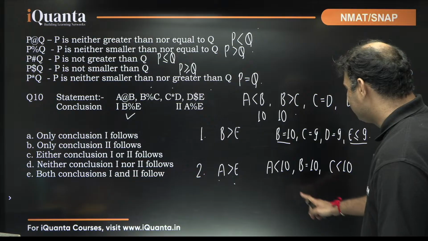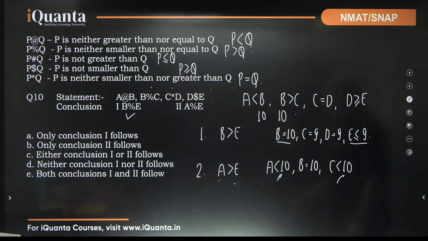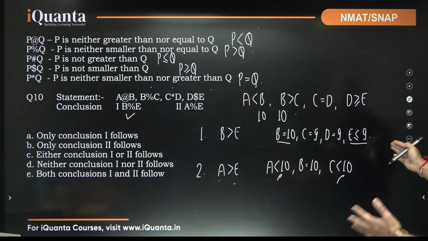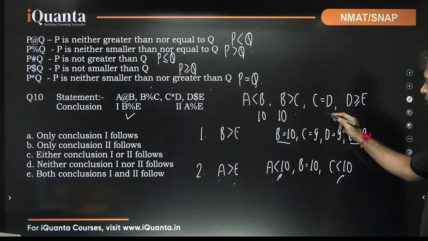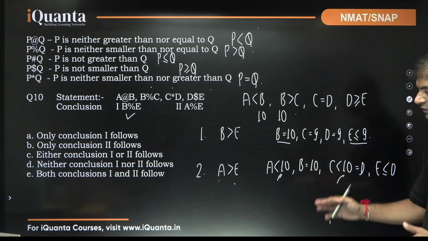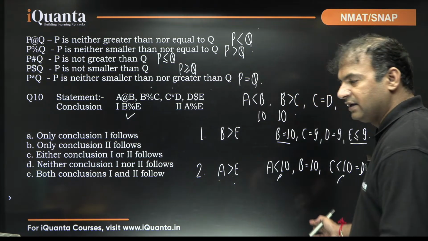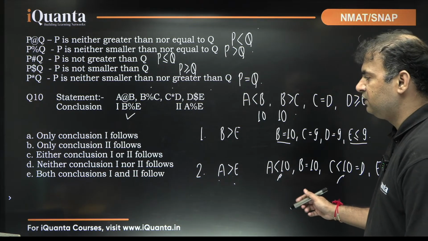Because this is less than 10, this is less than 10 too. So they both can be equal to each other, or one can be greater, one can be smaller. And the same thing will happen with E, right? D and C are anyways equal, and E is also less than or equal to D. So this will also have a similar kind of uncertainty, right? So there is no possible relation between A and E.